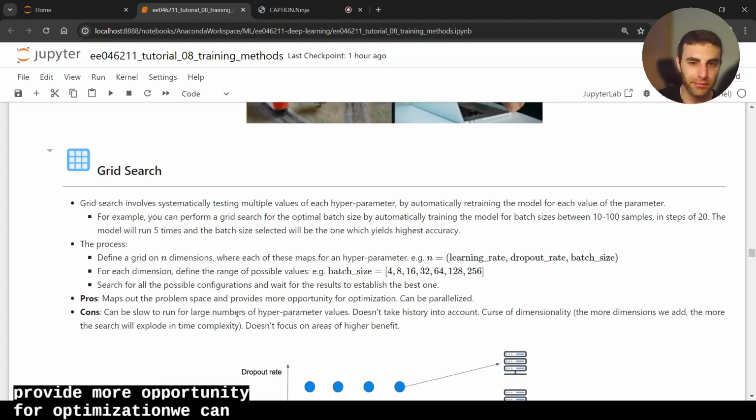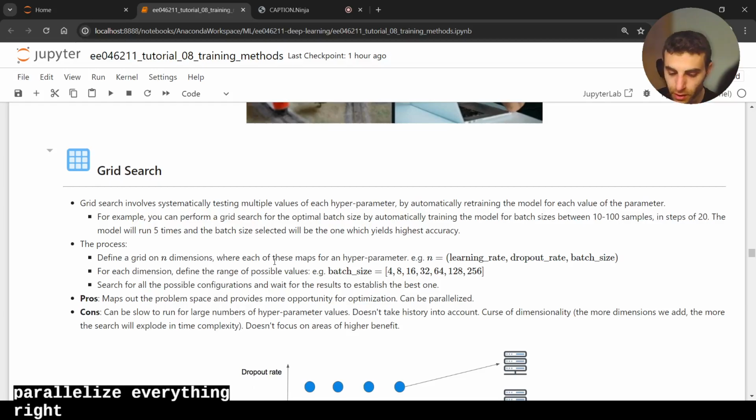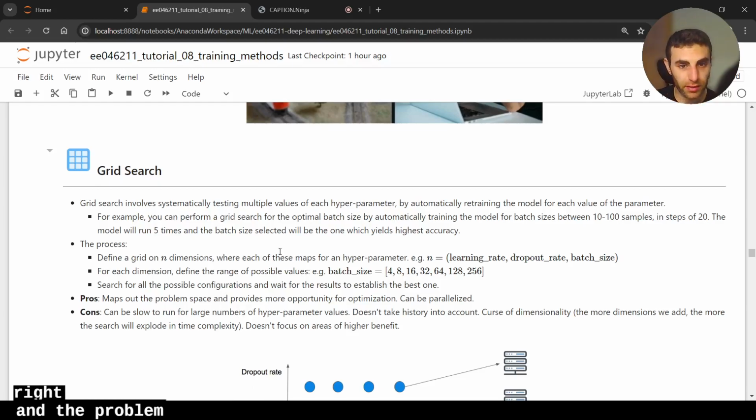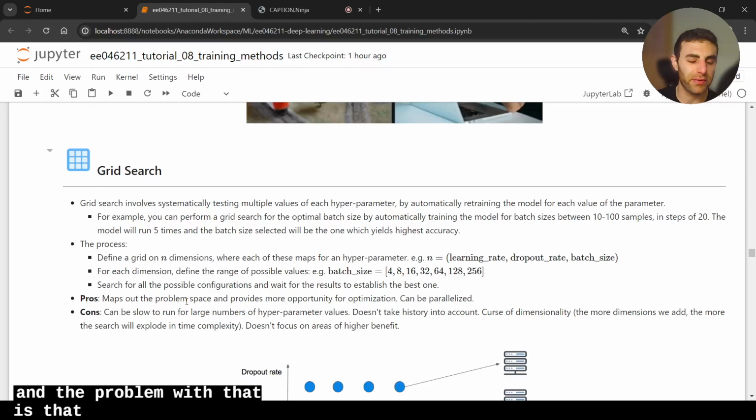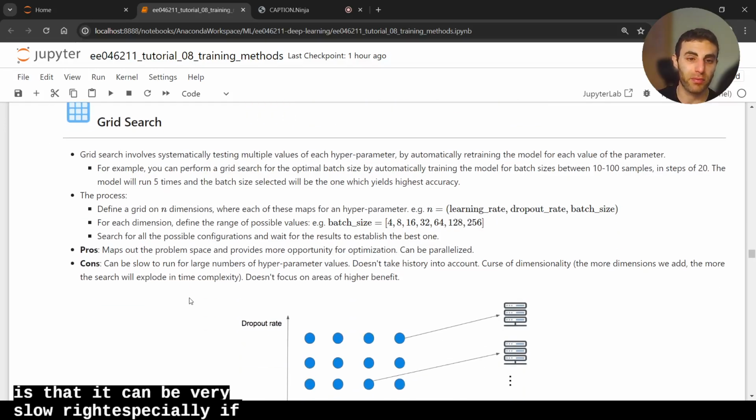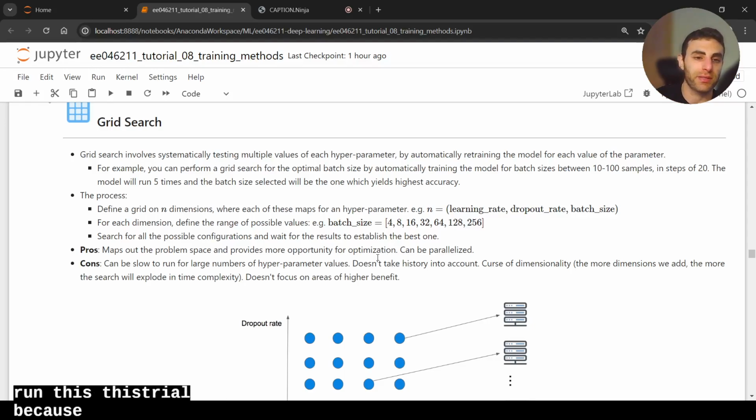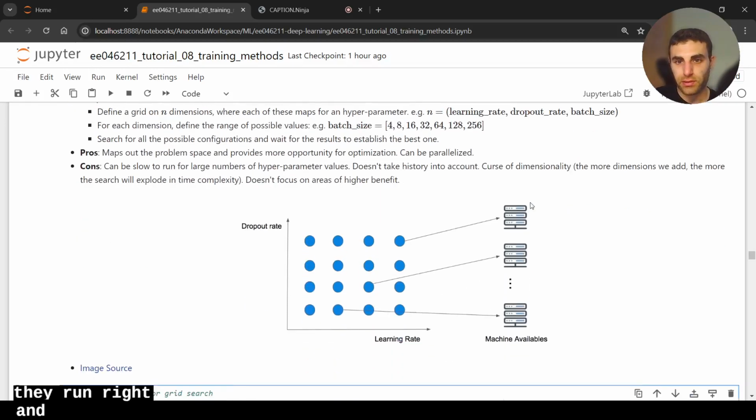We can parallelize everything, right? And the problem with that is that it can be very slow, especially if you have a lot of hyperparameters. It does not consider the history. So if your model diverges at a learning rate of 1e-2, it will probably diverge at 1e-1 as well. And you still run this trial because there is nothing stopping it except for the run ending. And of course, the curse of dimensionality.